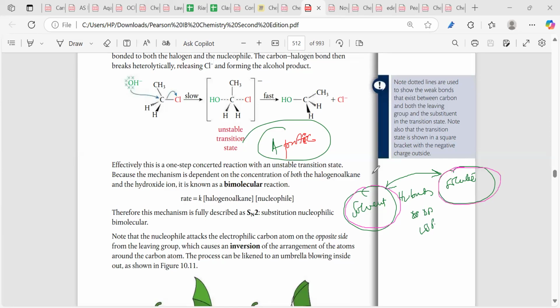What is the aprotic solvent? Aprotic solvents are those solvents which do not form hydrogen bonding, right? Means that the solvent itself will not have any hydrogen connected to fluorine, oxygen, or nitrogen. Now, Ashvi, can you tell me H2O is an aprotic solvent or a protic solvent?